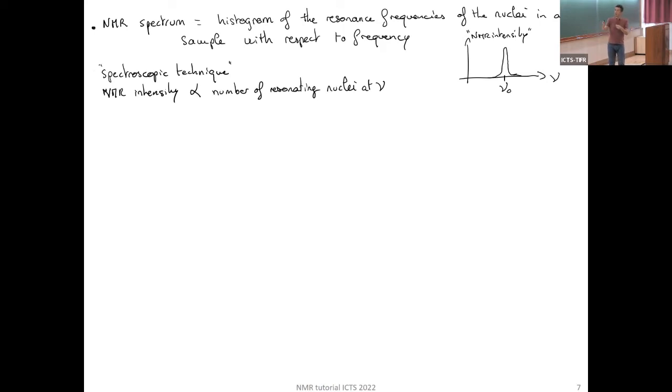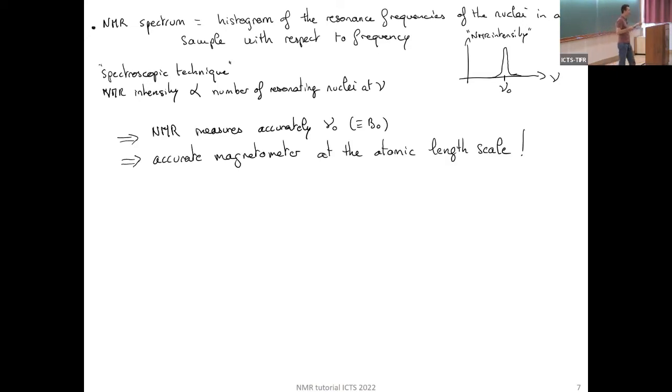So NMR measures accurately this Larmor frequency. So it measures with great accuracy the field. The Larmor frequency is the field, basically. It's B0. So NMR is a magnetometer. It just measures the field at the nucleus position, with great accuracy, because it measures the Larmor frequency for a given nucleus, and the Larmor frequency is just proportional to the field probed by this nucleus. Okay? So why is it interesting? If you want to accurately measure a field with a Tesla meter, it is an NMR spectrometer, basically. And that's how you measure field.